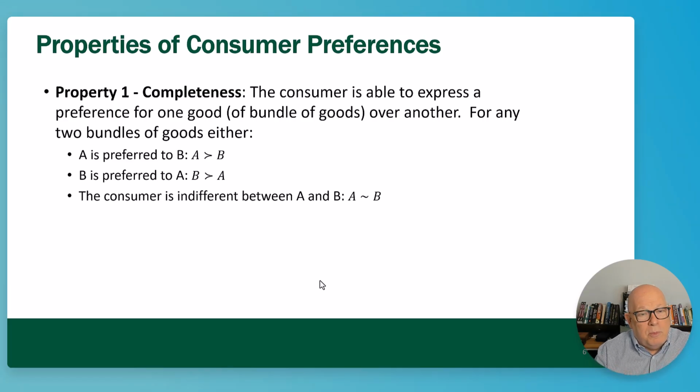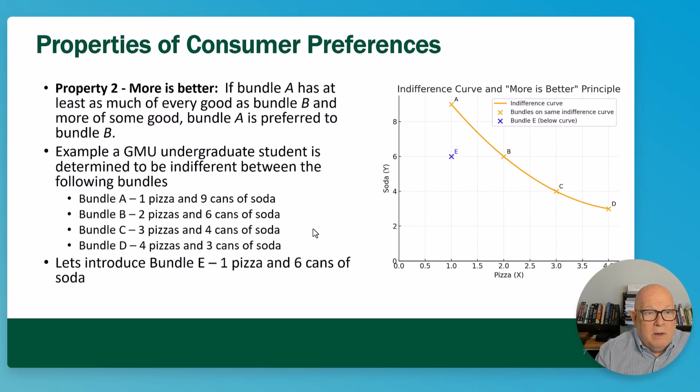So if we say A is preferred to B, the notation basically looks like a greater than sign, but it has a little bit of a curve there. It basically means A is preferred to B. On the other hand, if we prefer B, then we would say B is preferred to A. If the consumer is indifferent between A and B, if they're perfect substitutes, then we basically say A is approximately equal to B. That's the tilde symbol here. So A is approximately the same as B, so they basically have no preference of one over another. So that's the property of completeness.